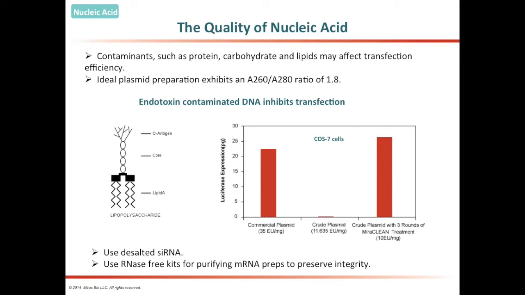The importance of avoiding endotoxin is illustrated in this bar graph. This data shows Cos7 cells transfected with a luciferase plasmid. When you are using very pure commercial-grade plasmid, you achieve high levels of expression compared to a crude plasmid prep containing high levels of endotoxin. If you take this same crude plasmid and remove the endotoxin using our MiraClean endotoxin removal kit, you can restore high expression levels.